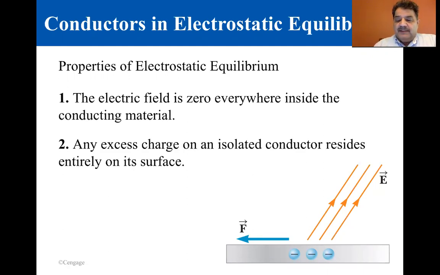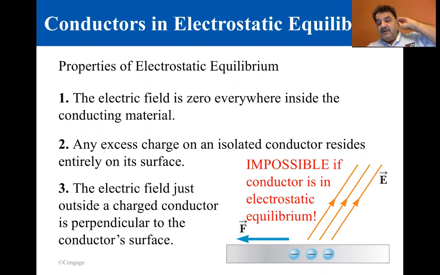The next property: any excess charge on an isolated conductor resides entirely on its surface. Property 2 is a direct result of the 1 over r squared repulsion between the like charges described by Coulomb's law. If by some means an excess of charge is placed inside a conductor, the repulsive forces between the like charges push them as far apart as possible, causing them to quickly migrate to the surface.